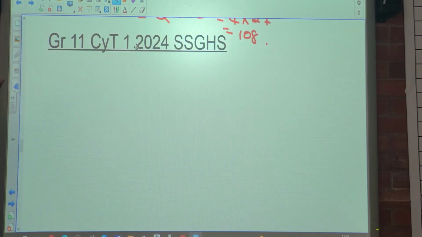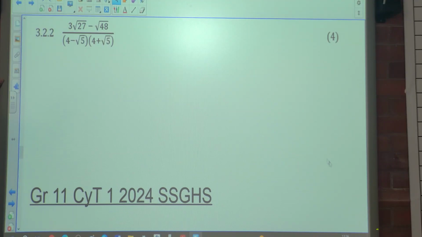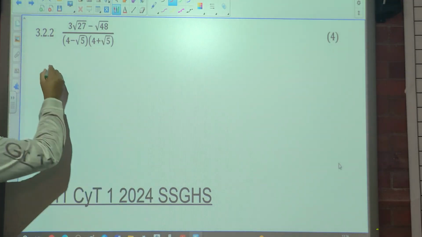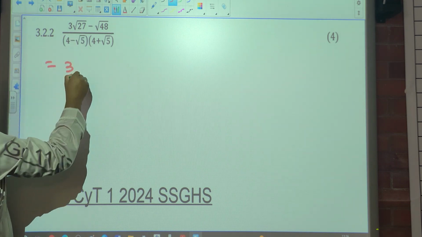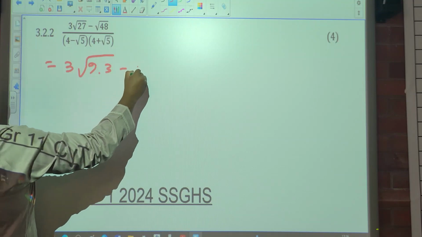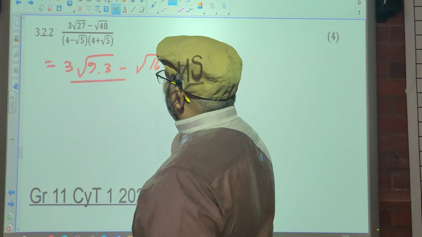Four good marks there. Easy. Let's look at the next one. In this question we ask ourselves, what is the largest perfect square divisible by 27? 9. So it's 9 times 3, minus, for 48, 16 times 3, and this is all over.